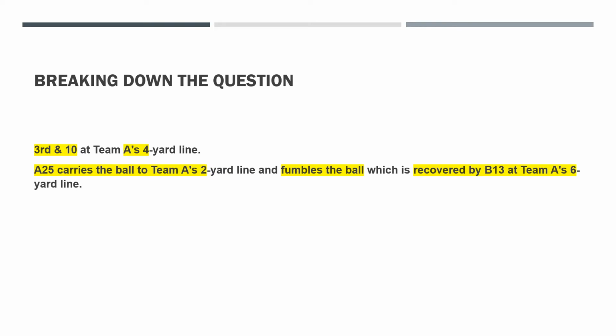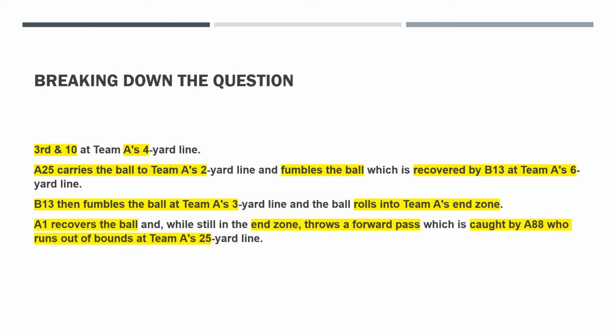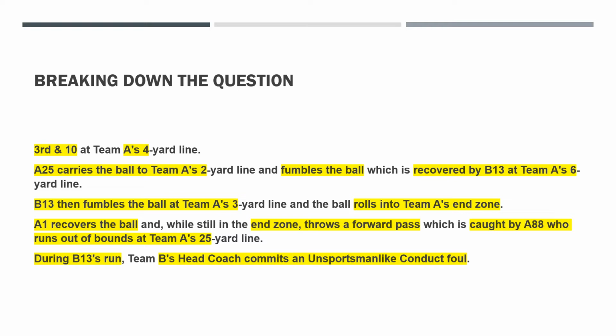A25 carries the ball to Team A's 2-yard line and fumbles it, which is recovered by B13 at Team A's 6-yard line. B13 then fumbles the ball at Team A's 3-yard line and the ball rolls into Team A's end zone. A1 recovers the ball and while still in the end zone throws a forwards pass which is caught by A88 who runs out of bounds at Team A's 25-yard line. During B13's run, Team B's head coach commits an unsportsmanlike conduct foul.